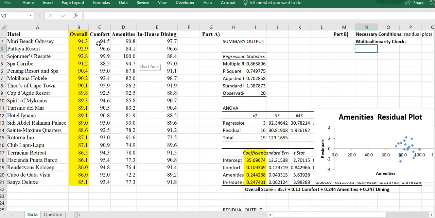I need to get the correlation between independent variables. Each pair of independent variables, we need to get the correlation. I have 3 independent variables. Therefore, if I pick subsets of 2 out of 3, a total of 3, I will have 3 correlations to calculate: comfort and amenities, comfort and dining, dining and amenities. So 3 possibilities. I can write down the correlation function 3 times, or I can use the correlation tool.